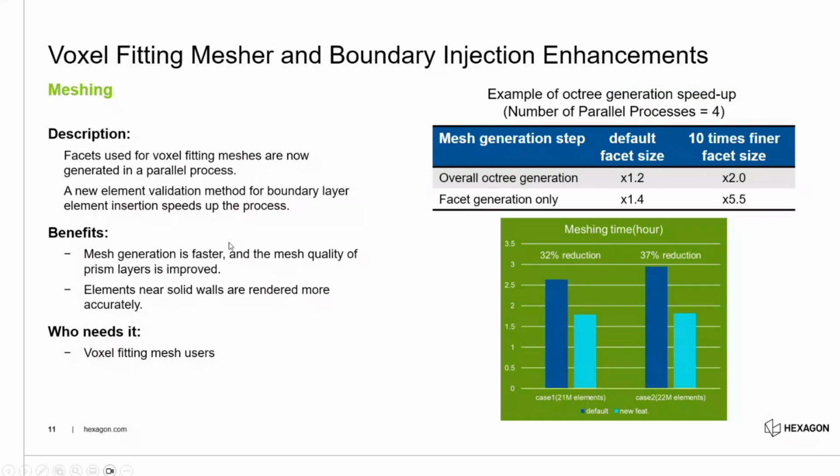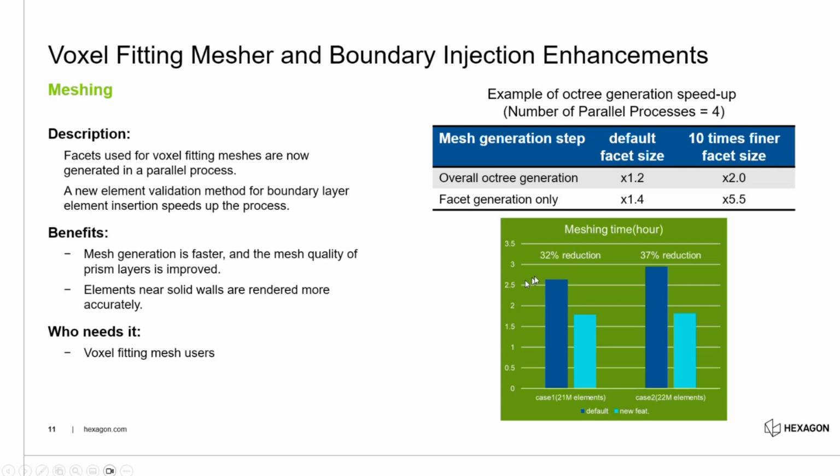So the next change or improvement that was made was with the voxel mesher. The facets, that's a part of the processing to convert from your geometry to the mesh. That faceting approach is now done in parallel, and the speed up is maybe not awesome, but really significant.